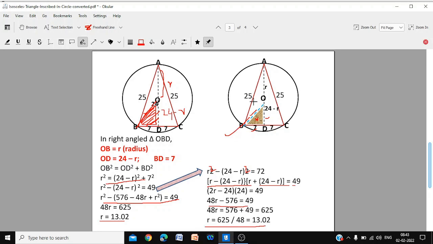So once again, we look at the shaded triangle where up till O it was the radius. The total was 24. So this was 24 minus R. OB was R and this was 7. And using Pythagoras theorem, we got R equal to 13.02. But there is one more method, a direct, quick and shortcut method. Let's see.